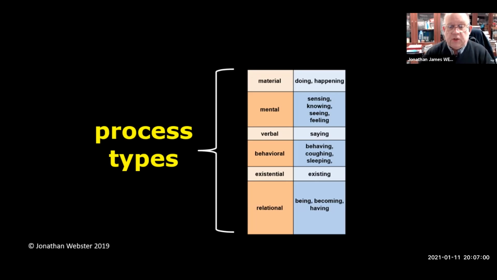But let's come back first of all, and here's a paradigm. You have a choice between doing, we call them material processes, which describe a doing or a happening. Or a mental process: sensing, knowing, seeing, feeling. Verbal, saying; behavioral, coughing, sleeping. Existential processes, exists. Relational processes, being, becoming, having. Different types of process, and you can choose whether it's going to be material or mental or verbal and so on and so forth.